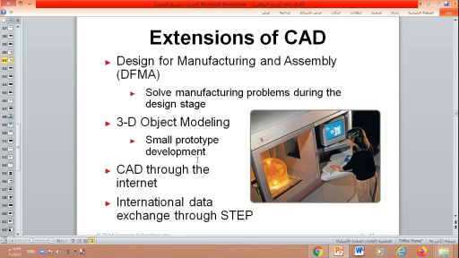The last extension of computer-aided design is the international data exchange through the standard for the exchange of product data. Especially since we are dealing with international companies, we have international data exchange standards, and most companies follow these standards to exchange those drawings. Those standards are called the standards for exchange of product data.